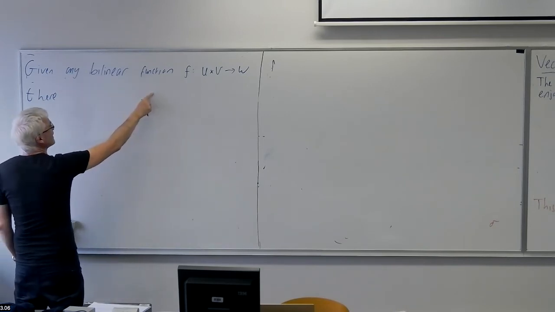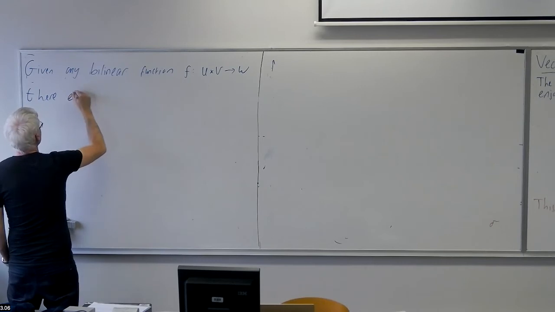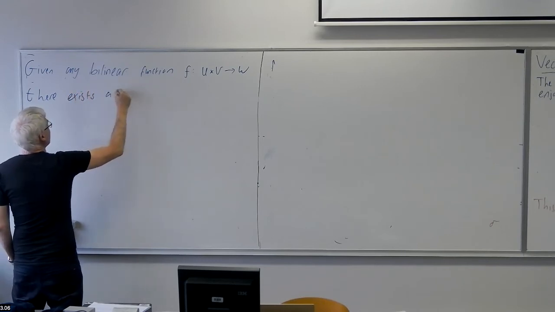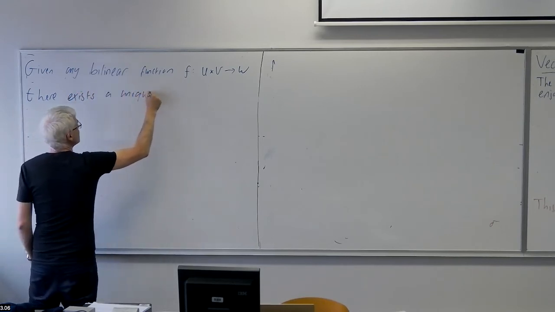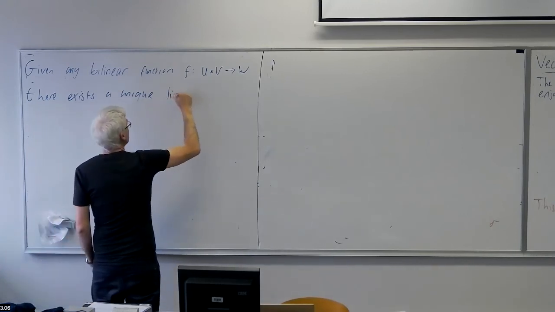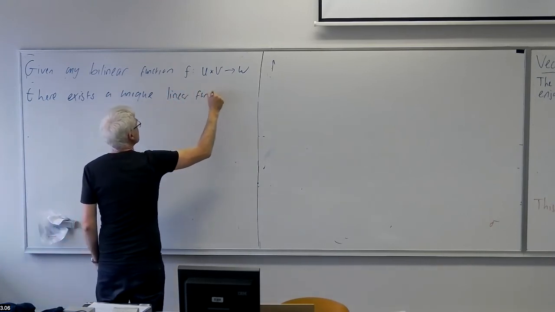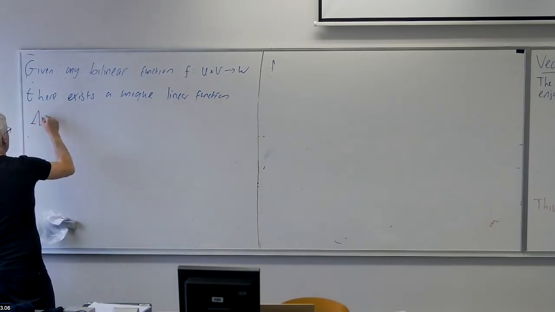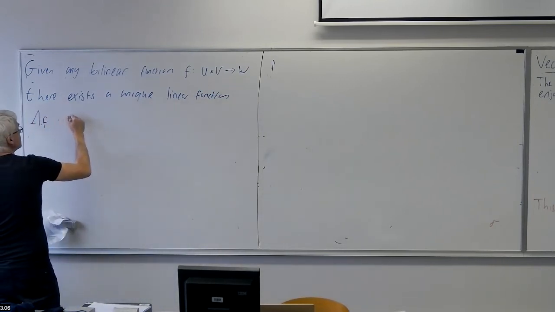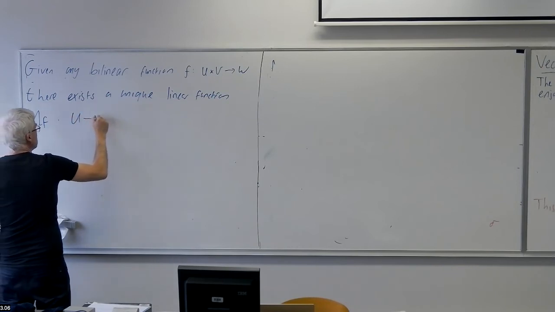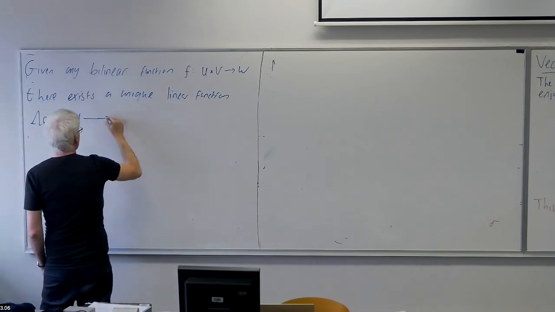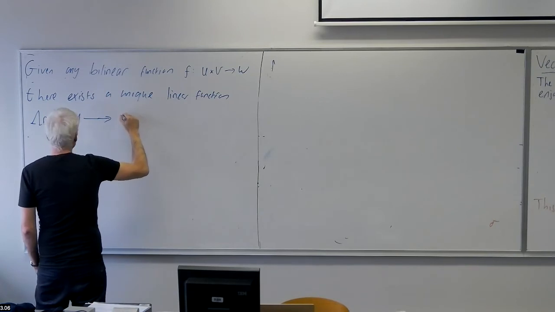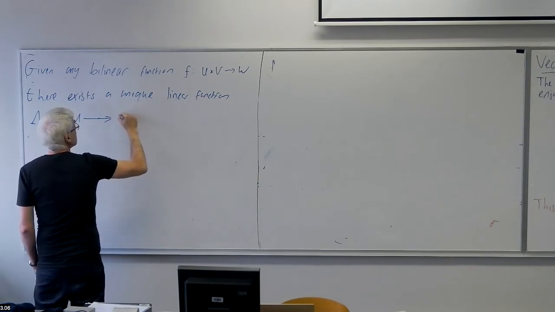So given any bilinear function, there exists a unique linear function lambda f from U, so it's a linear function from U to V lollipop W.